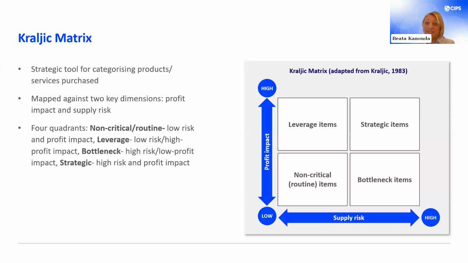And finally, we have a strategic quadrant. These products and services have high supply risk and high profit impact. They are critical to the company's success, but may be difficult to obtain due to supply chain challenges. They are crucial for the business, requiring long-term partnerships and close management.